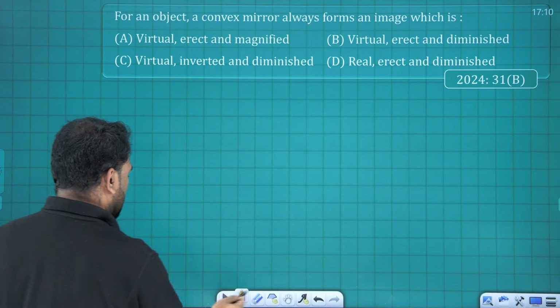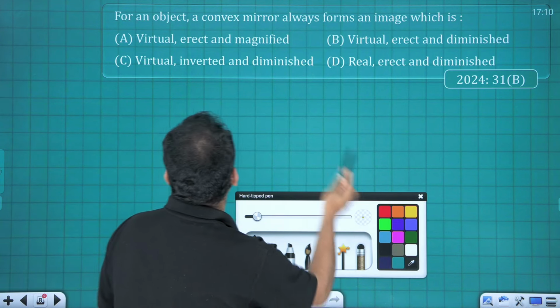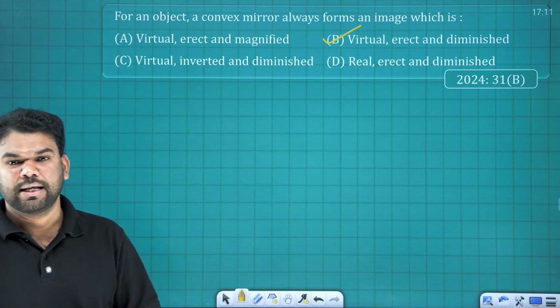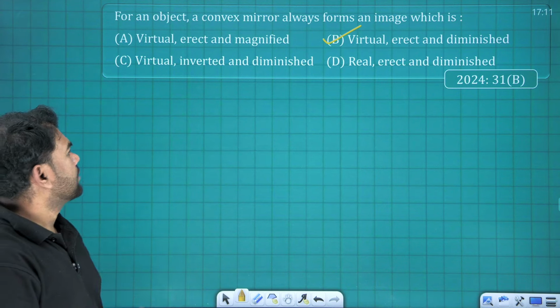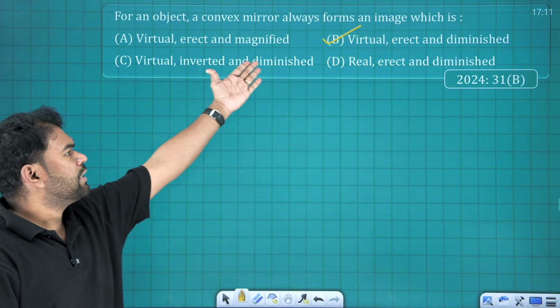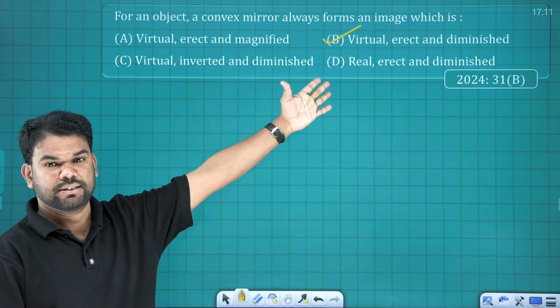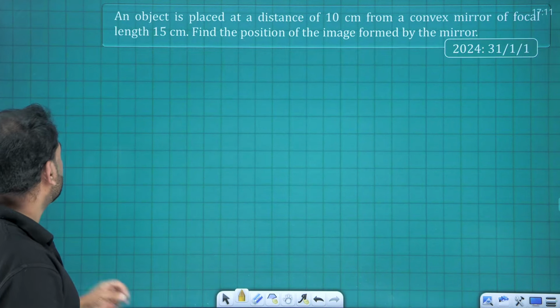So, as per the options, you can see that option B, virtual, erect and diminished image, is formed by the convex mirror. So, for an object, a convex mirror always forms an image which is none other than virtual, erect and diminished. Now, next question.